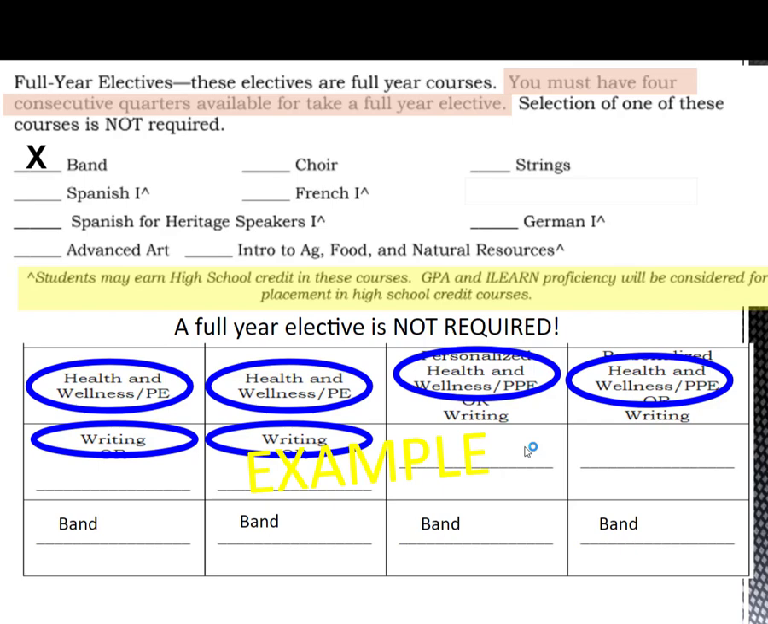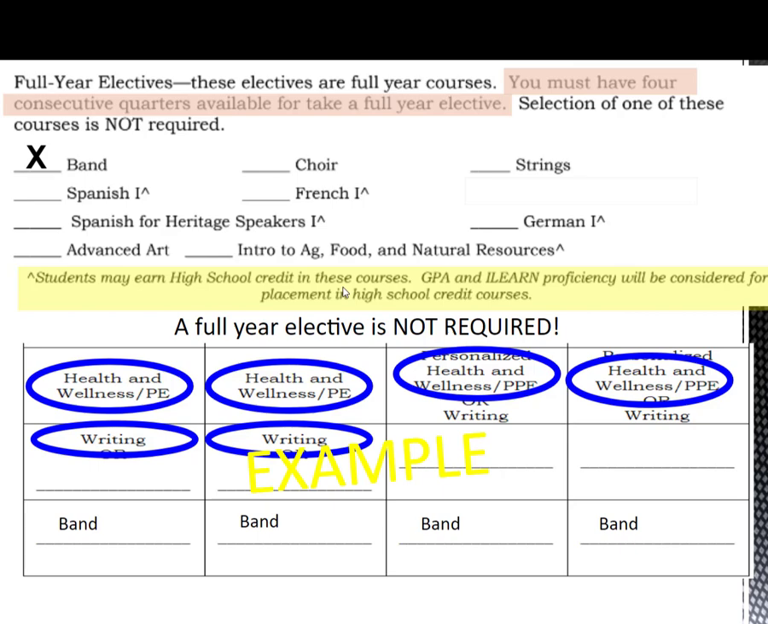If you choose health and wellness and a year-long elective, then you'll have 4 quarter electives that you can choose. Notice on here that there is also Spanish 1, French 1, Spanish for heritage speakers, German, and Intro to Ag, Food and Natural Resources. And all of these have this little symbol saying that these are classes that you earn high school credit in. So these are only available to 8th graders.